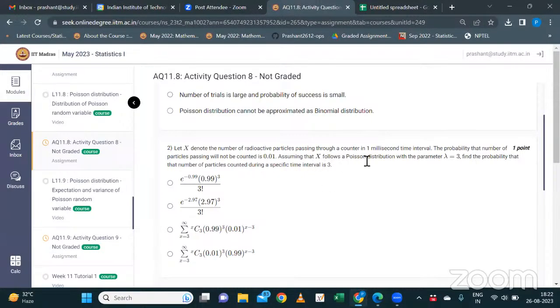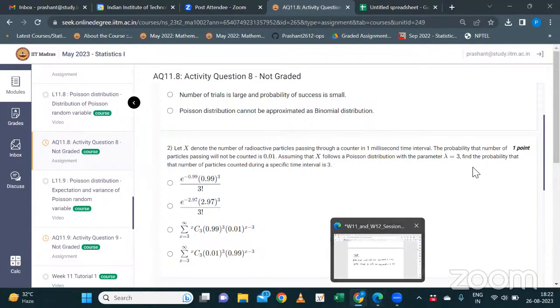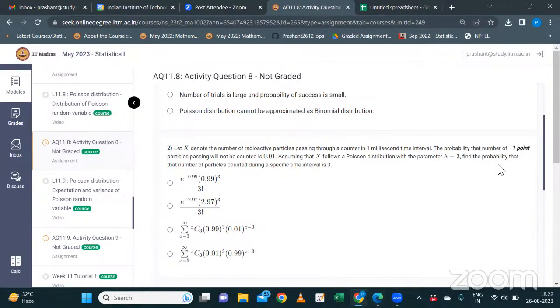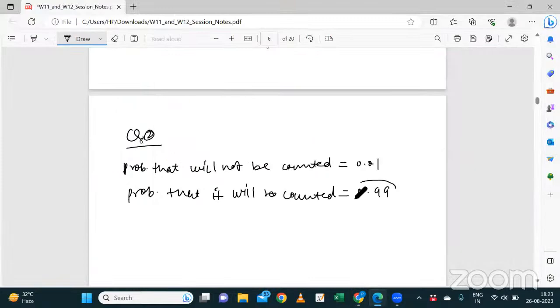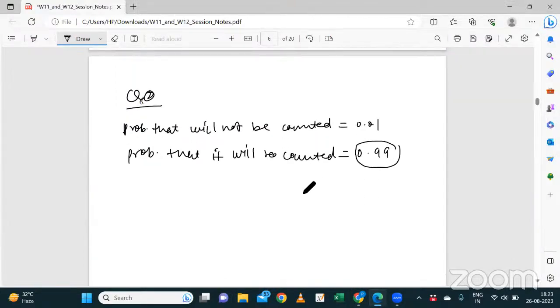Second says x follows the Poisson distribution with parameter lambda equal to 3. Now, x denotes the number of radioactive particles passing through a counter in 1 millisecond time interval, right? If I'm saying lambda equal to 3, that means it is denoting 3 milliseconds. Correct? Yes, sir. For 3 milliseconds, what probability do we have to find? We have to find the probability that the number of particles counted. Be careful, we are interested to find the number of particles counted. For 1 millisecond, the probability was 0.99. So for 3 milliseconds, lambda will be 3 into 0.99, so it will be, I think, 2.97.